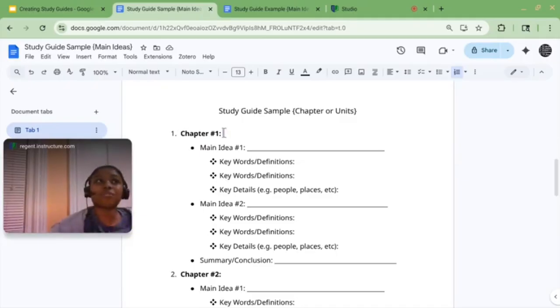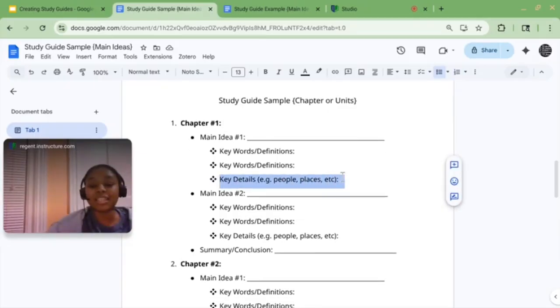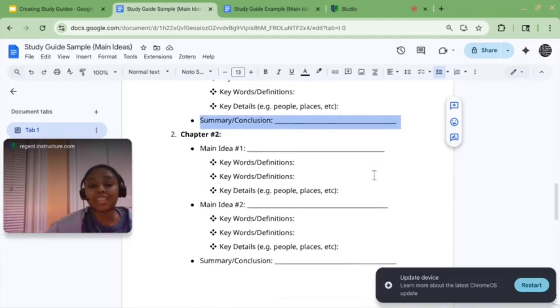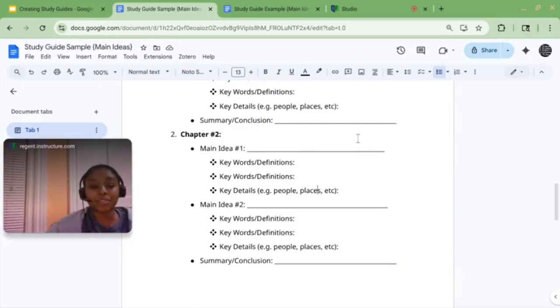So scrolling down, we have this type of study guide organized in chapters. So if my professor wanted me to understand the importance of C.S. Lewis's work, Screwtape Letters, and we're being assessed on the chapters, then I would include each chapter or the chapters that were assigned. If I want to put more details, then I can, and then again, a summary or conclusion. And then I would do the same thing for subsequent chapters as well.